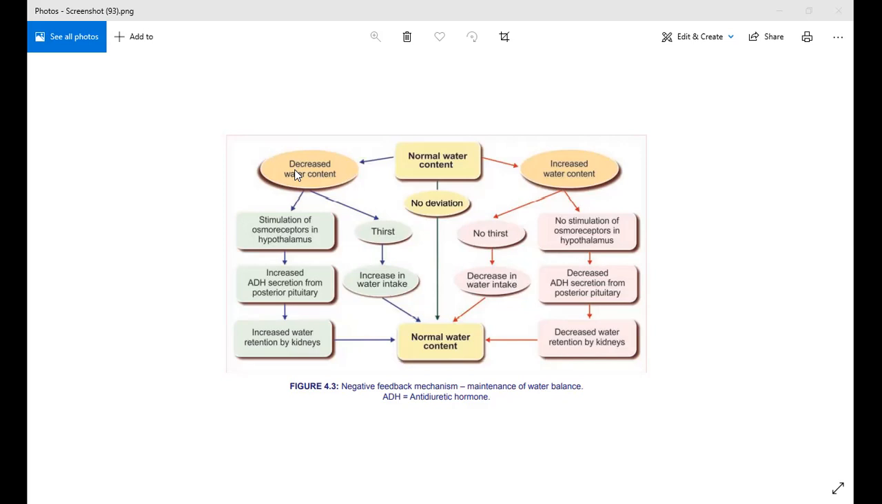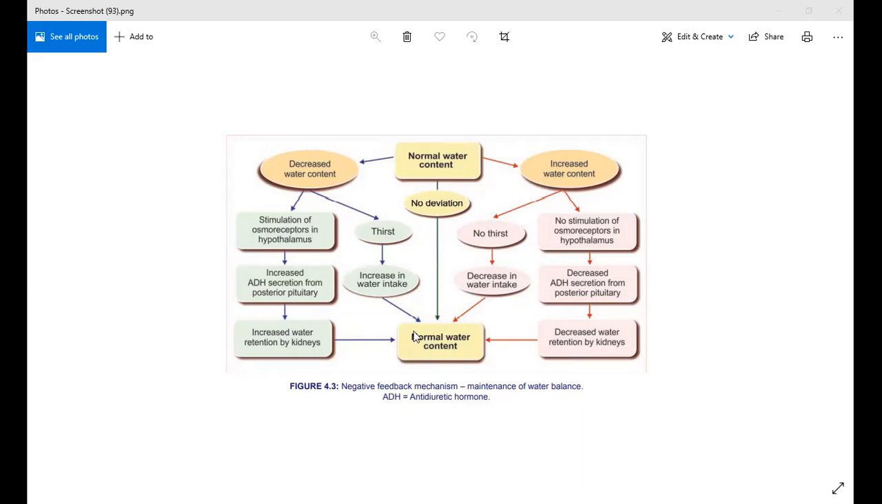Now, what does your body need to do? Osmoreceptors sense that there is a decrease in water content or increase in osmolarity. So stimulation of osmoreceptors in the hypothalamus, what do they do? They increase the ADH secretion, antidiuretic hormone, from the posterior pituitary. So I said that this hormone is produced in the hypothalamus, but it is stored in the posterior pituitary gland. Now, this hormone goes to the kidney to increase water reabsorption from the kidney into the blood. And then what will happen? We'll have a normal water content.